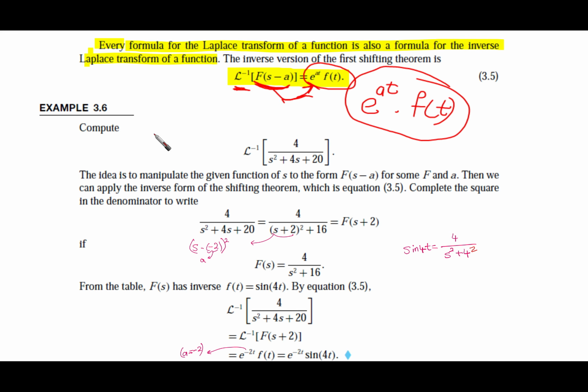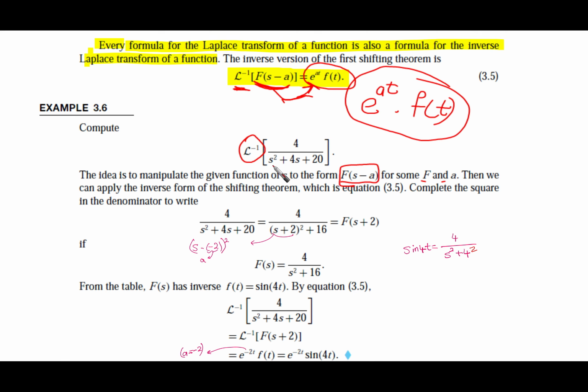Okay, now let's go and solve this example in the textbook, which is example 3.6. We want to get the inverse Laplace transform of this term, which is 4 over s squared plus 4s plus 20. The idea is to manipulate the given function of s, this is the given function of s, to the form of F of s minus a, for some F and a.